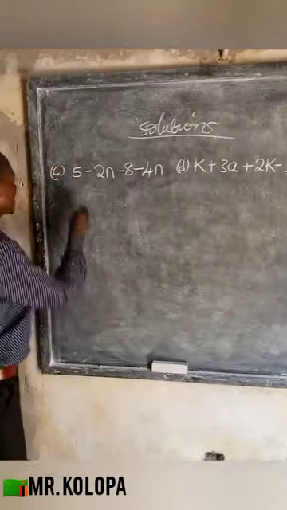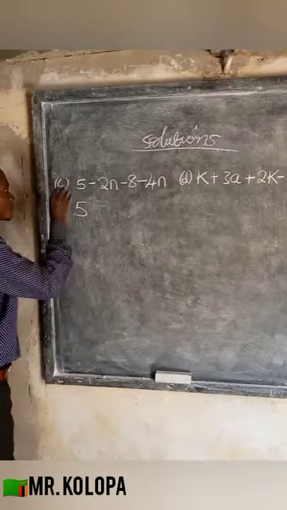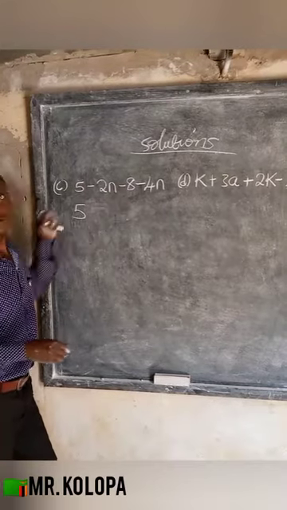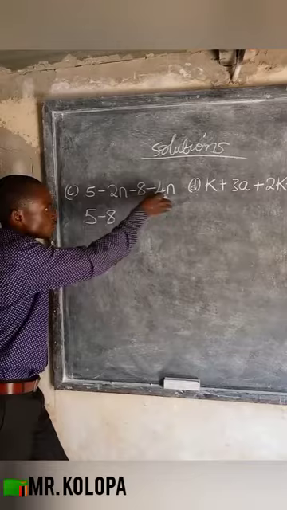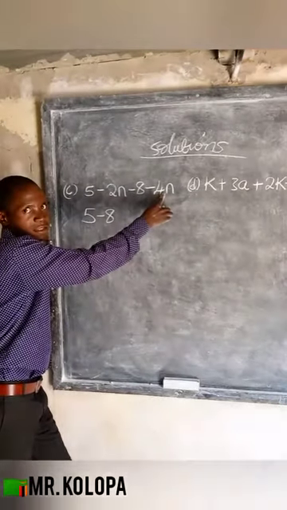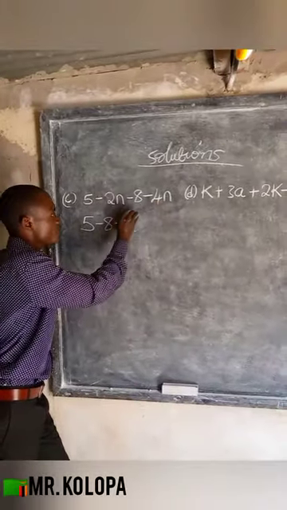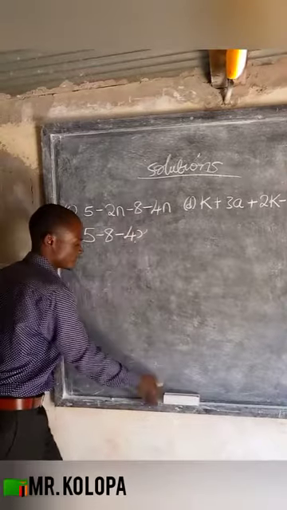Yes, let's continue. So we'll drop 5. Then negative 8. Then this one. You can also start with this one. It's fine. You can also start with negative 4x or 4n.